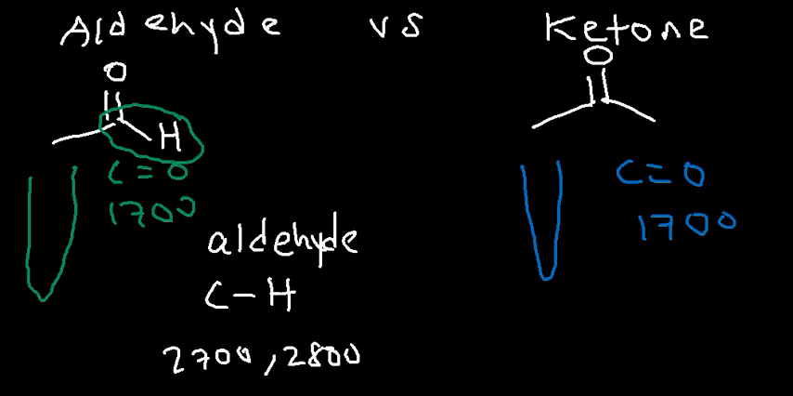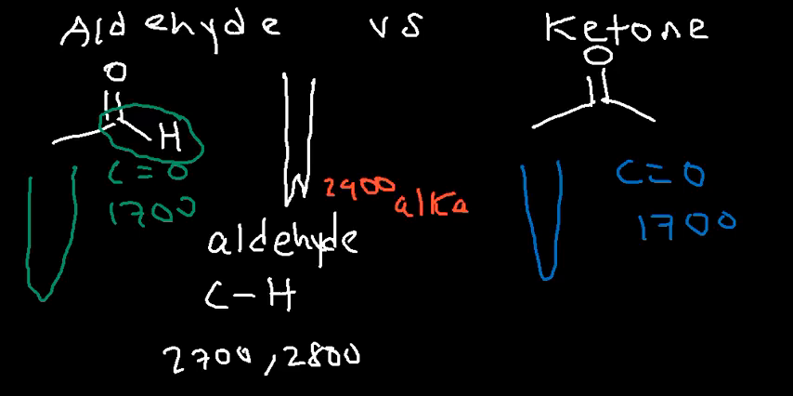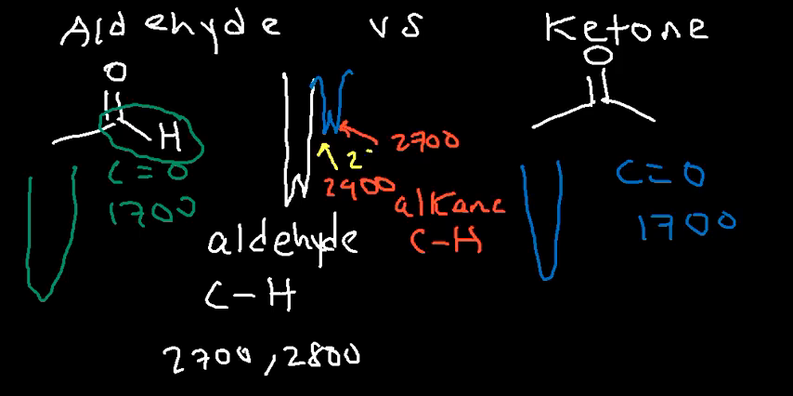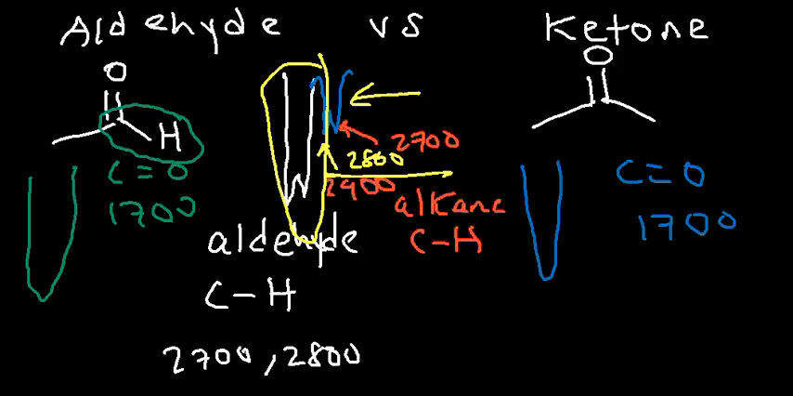Now keep in mind, most of these organic compounds usually have an alkane CH stretch, which always looks something like this, around 2900. Now the aldehyde CH stretch is going to be to the right of it, maybe somewhere over here. And usually there's two peaks. The first one corresponds to the 2700 peak, and the second one corresponds to the 2800 peak. So it's just to the right of the alkane CH stretch, which you almost always will see in every graph. But when you see this signal here, you know you have an aldehyde and not a ketone.